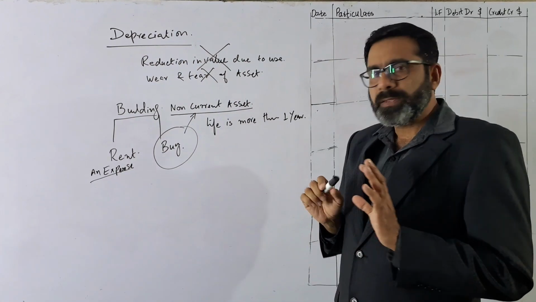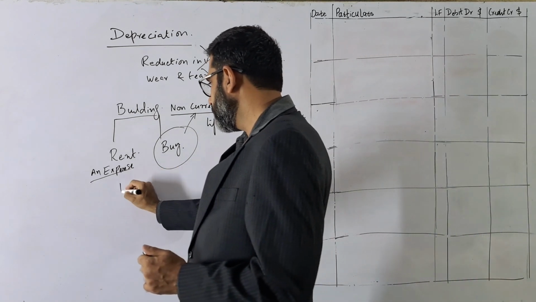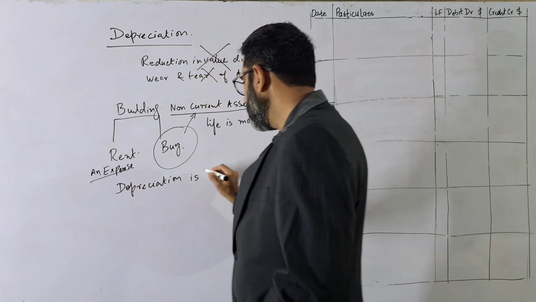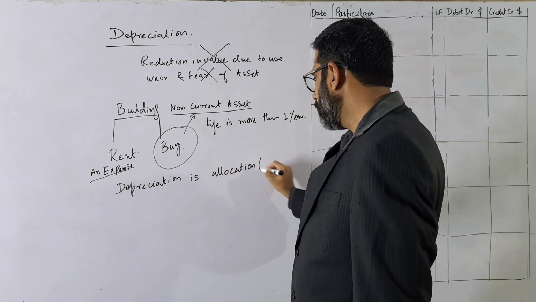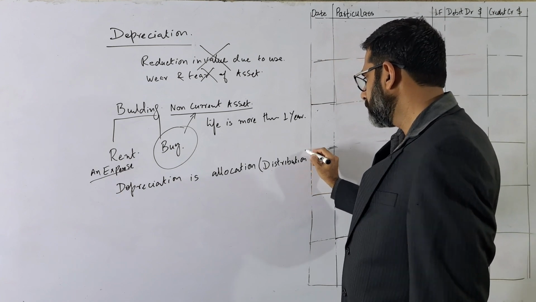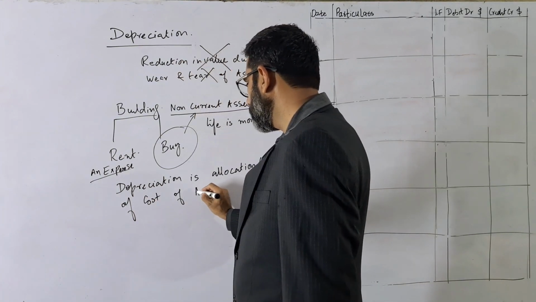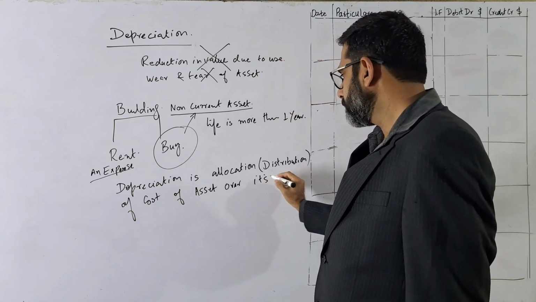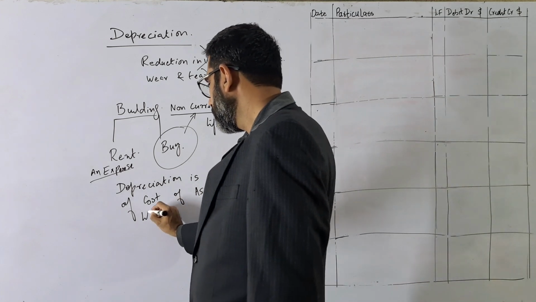So now a very basic and very useful definition of depreciation. Depreciation is allocation, or we can also say distribution, of the cost of an asset over its useful life.